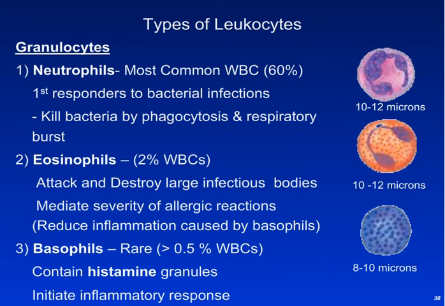Basophils contain histamine granules. Remember, histamine causes inflammation, and it's released in areas of infection or tissue damage. The inflammation that occurs causes some pain, which is bad, but it also causes vasodilation of blood vessels in the area, which helps to bring more blood cells to the area of tissue damage so that they can clean up dead and dying tissue and also take care of any bacteria or viruses that may have entered through the wound.